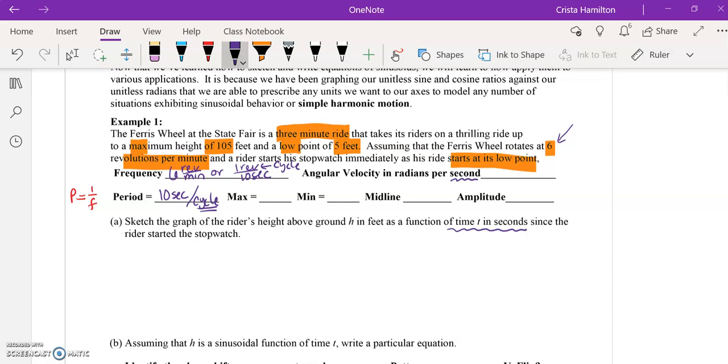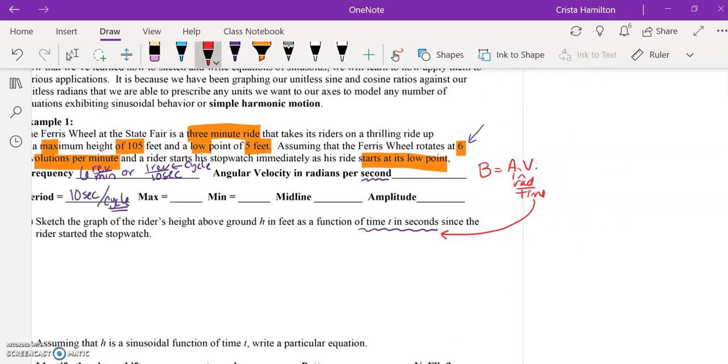Now, the angular velocity in radians per second. I'm putting formulas that I'm using in red. Remember that your b in your transformed equation is, in an application problem, your angular velocity in radians per time, where the time is going to match what your x-axis is in. So calculating our angular velocity is going to be important for this. Over here on the side, we have 1 revolution every 10 seconds. To convert that into radians per second, you go: 1 revolution is 2 pi radians. That gives us pi over 5 radians per second. So we're going to fill this in: pi over 5 radians per second.